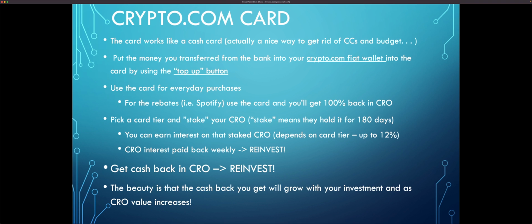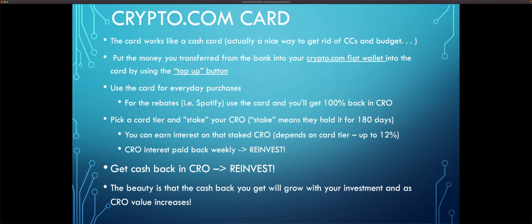Okay. Anyways, the way it works is you transfer money from your own bank account into the Crypto.com fiat wallet, and then you put that money into the card via the top up button, which we'll review. Then once you have money on your card, you can use that card for everyday purchases.